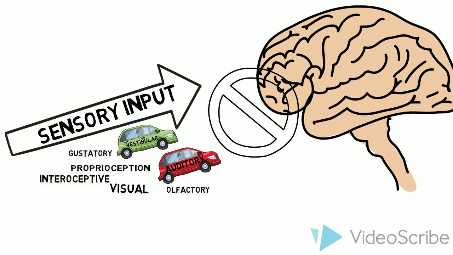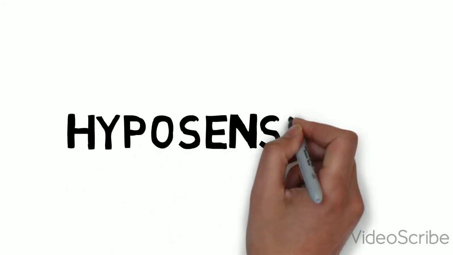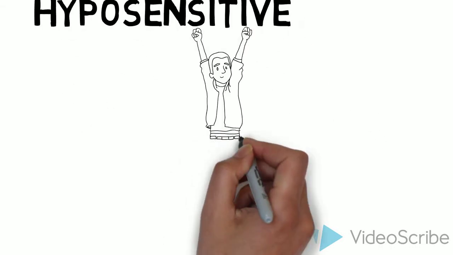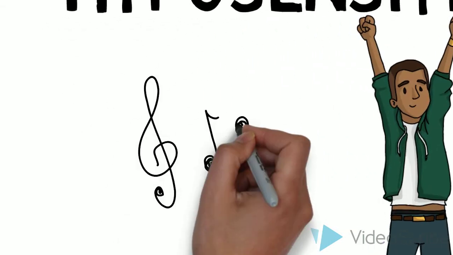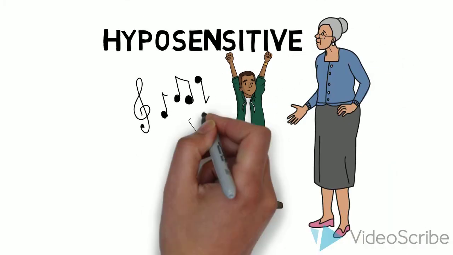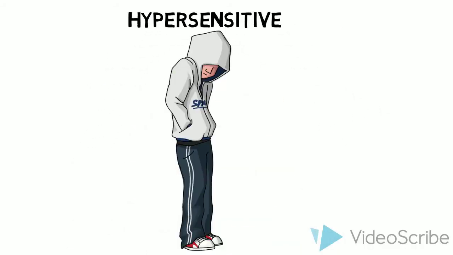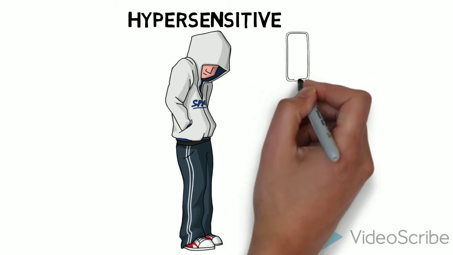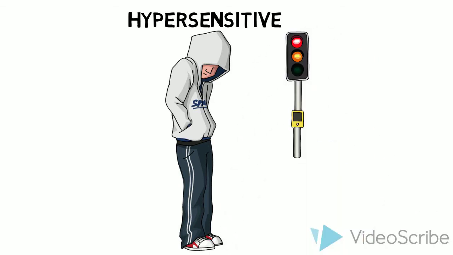But how does SPD present itself? Some students may present as hyposensitive, meaning they have a high tolerance for stimuli and are under-responsive. Some may have decreased awareness or delayed response to their visual and auditory surroundings. Other students may present as hypersensitive, meaning that they have a low tolerance for sensations and stimuli. For instance, they may have a decreased tolerance for bright lights, busy environments, and close-range eye contact.